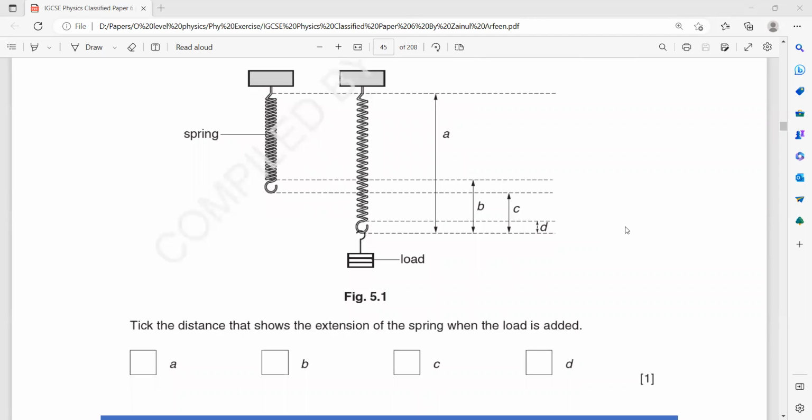So we have to take the distance that shows the extension of a spring when a load is added. So which distance, A, B, C, or D? Which one is representing the extension correctly? You can use the chat or you can also use the screen annotation to mark the answer.